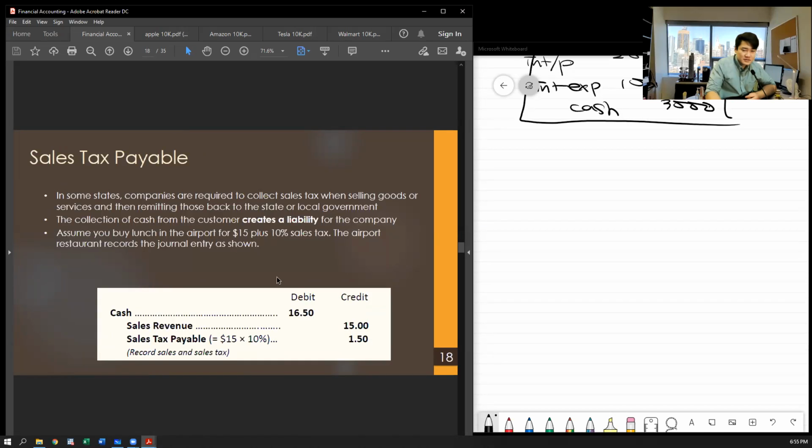Sales tax. So usually depending on the states. So let's say there's a 10% sales tax. You will collect 15 plus 10% of the price, which is 1.5. So you will receive cash of 16.5, but you only report revenue of the original 15, and then another liability called the sales tax payable of 1.5. Okay.